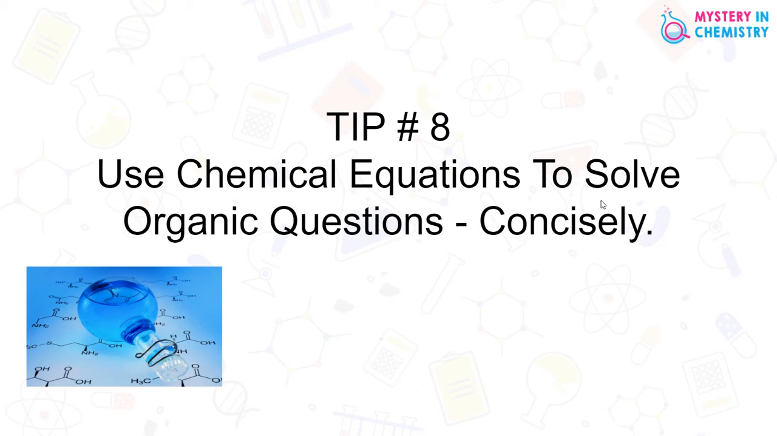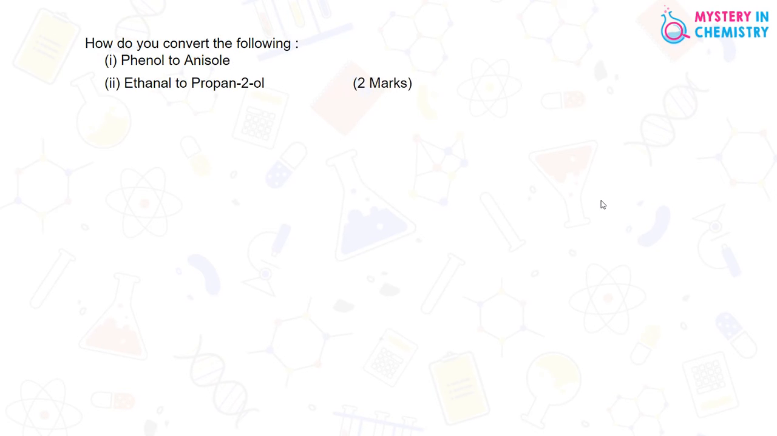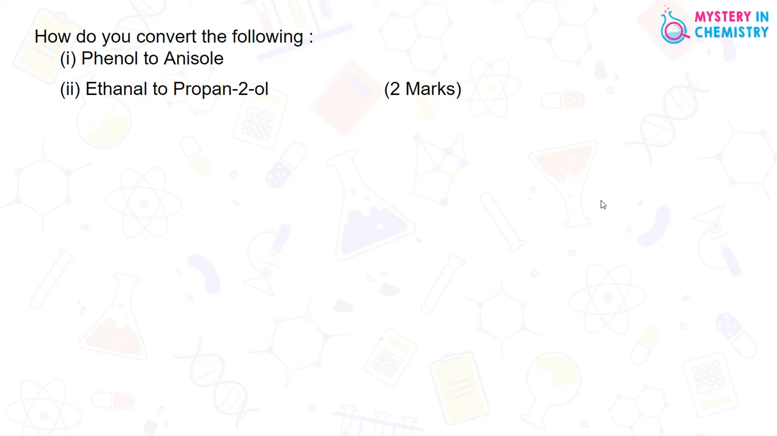Now let us take an example. Suppose the question is, how do you convert the following? Phenol to anisole and ethanol to propan-2-ol, that is 2-propanol.